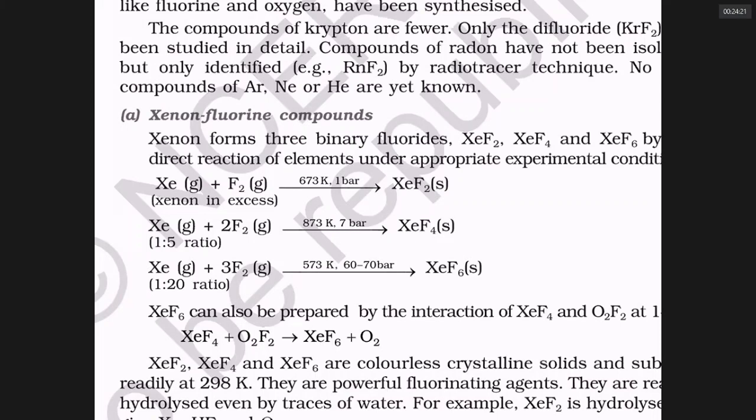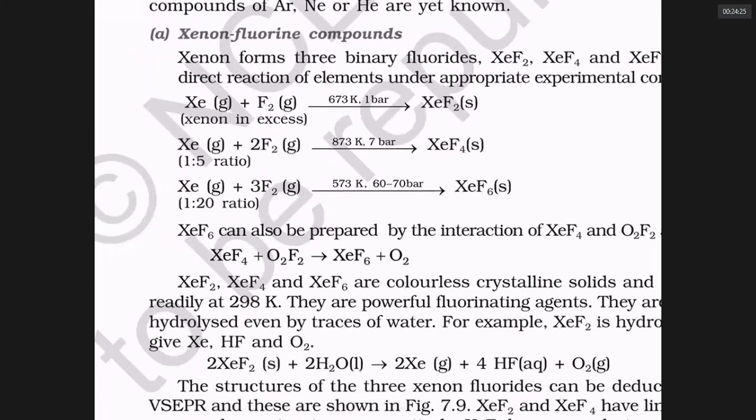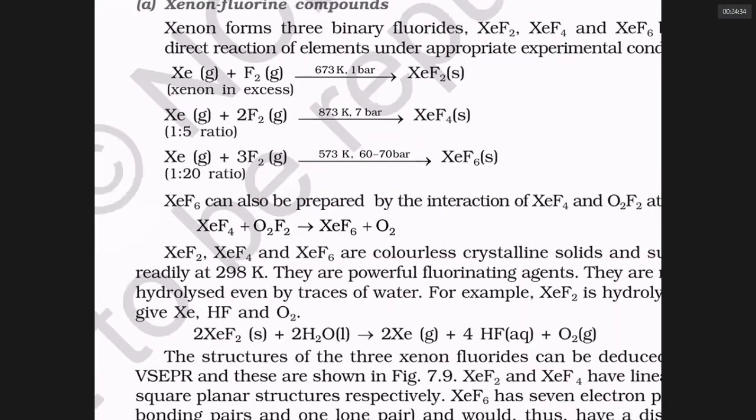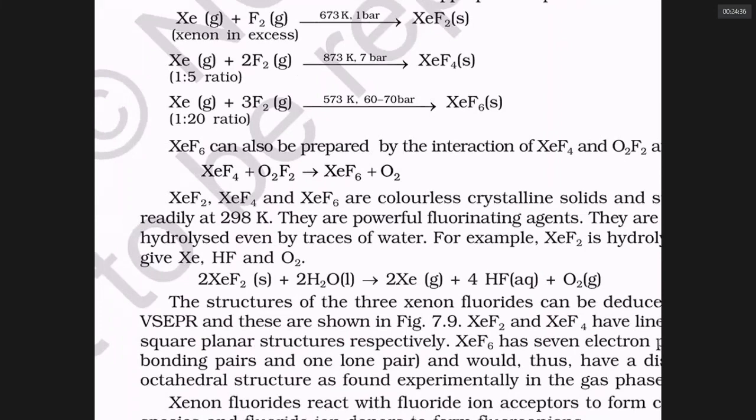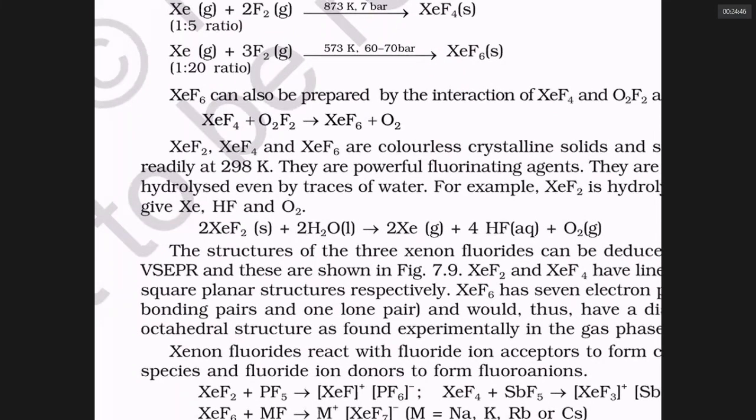All these xenon fluorides are colorless crystalline solids at room temperature. They can easily go to the gaseous state just at 25 degrees centigrade. They are very powerful fluorinating agents. In water, if you observe, xenon fluoride will break down to give xenon. It has a tendency to become xenon because xenon is naturally stable. It is evolving oxygen gas. The hydrolysis of XeF2 gives xenon, but hydrolysis of XeF4 is very important.